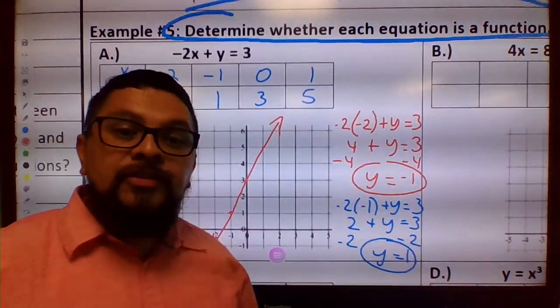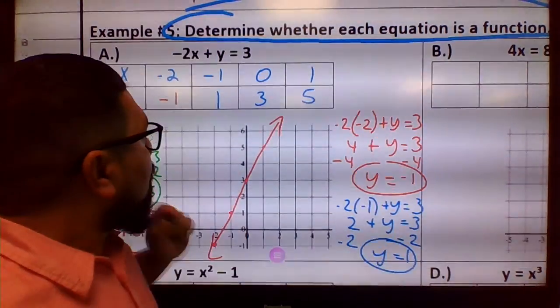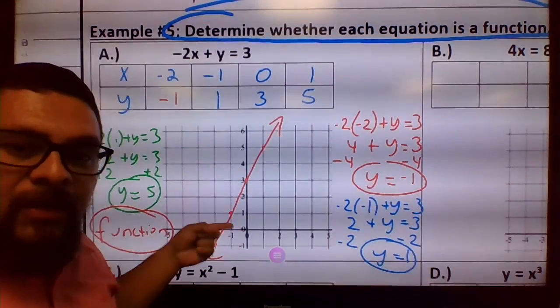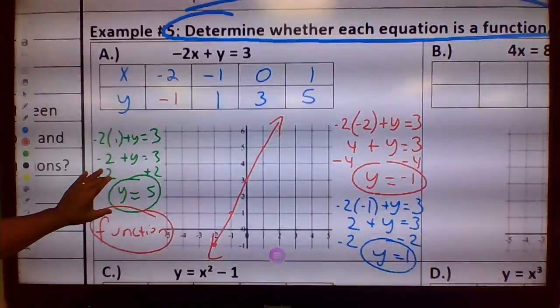G. So we're continuing functions. We're on 1.7, on the back, example number 5. We just completed A on the previous video. Now let's go ahead and go on to D.